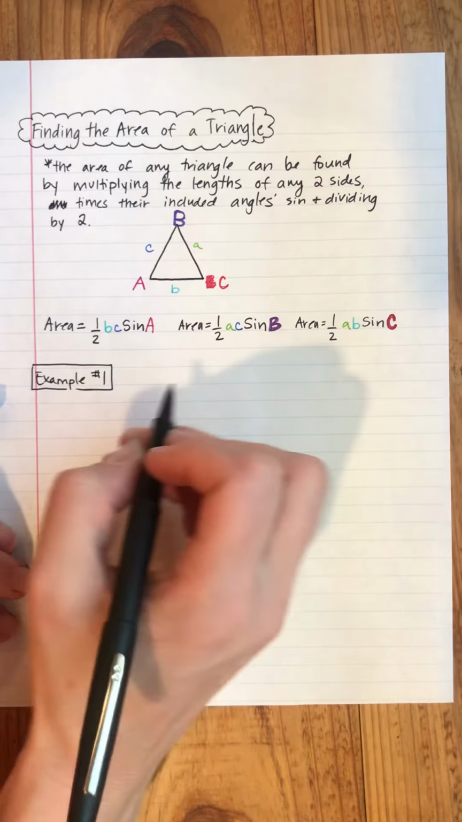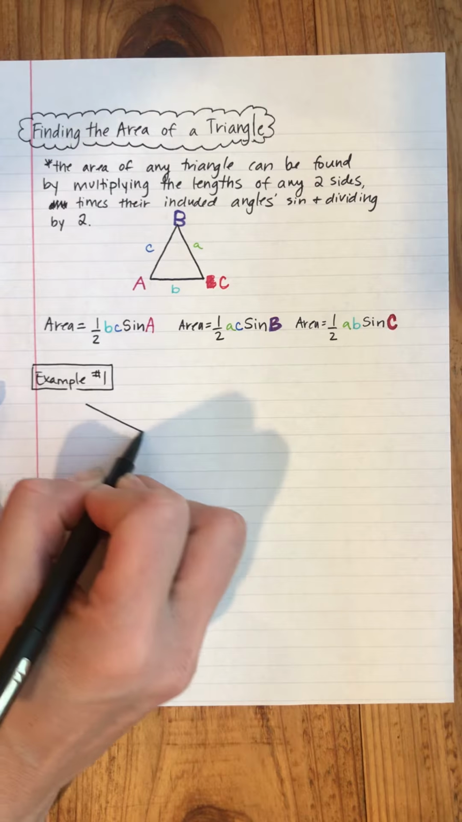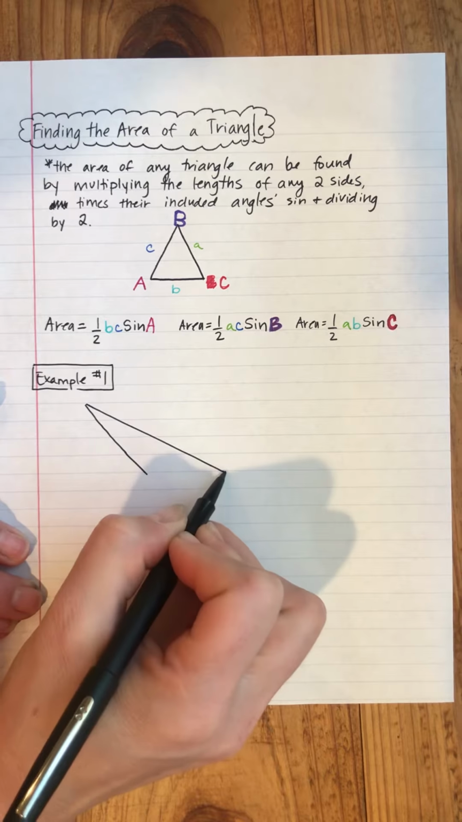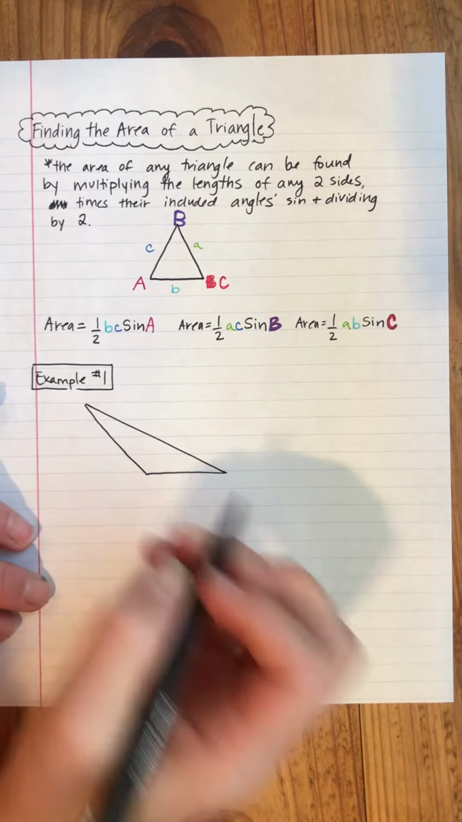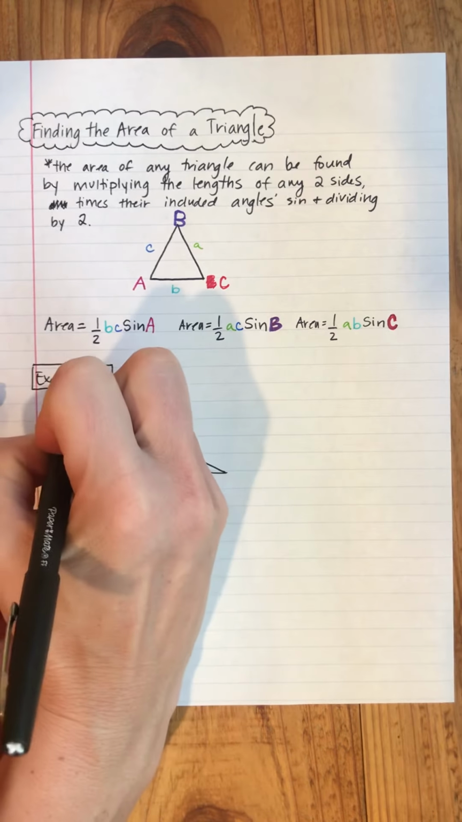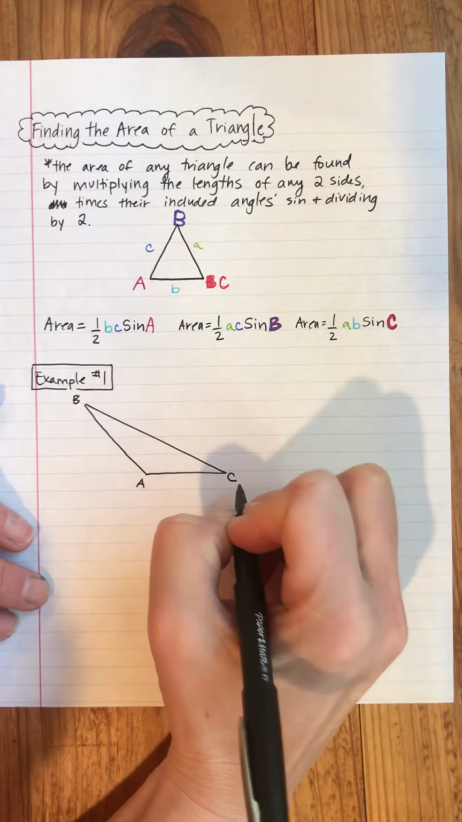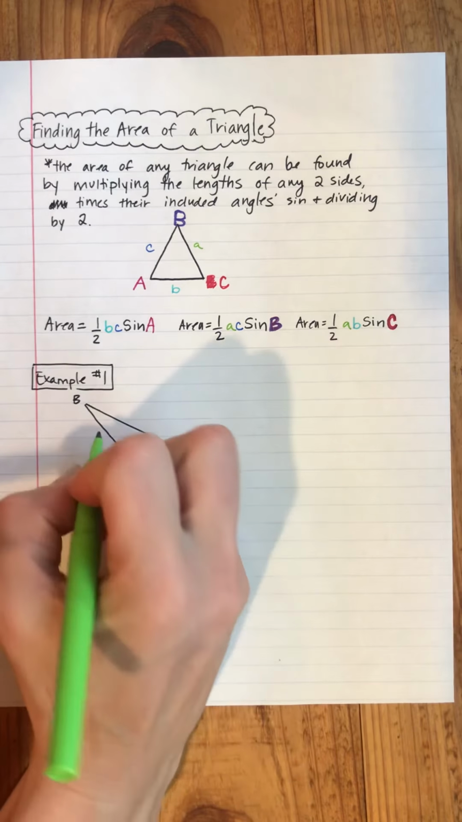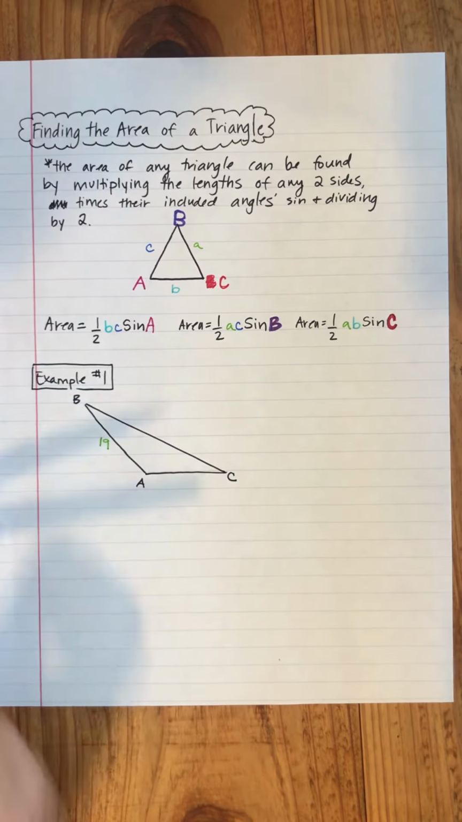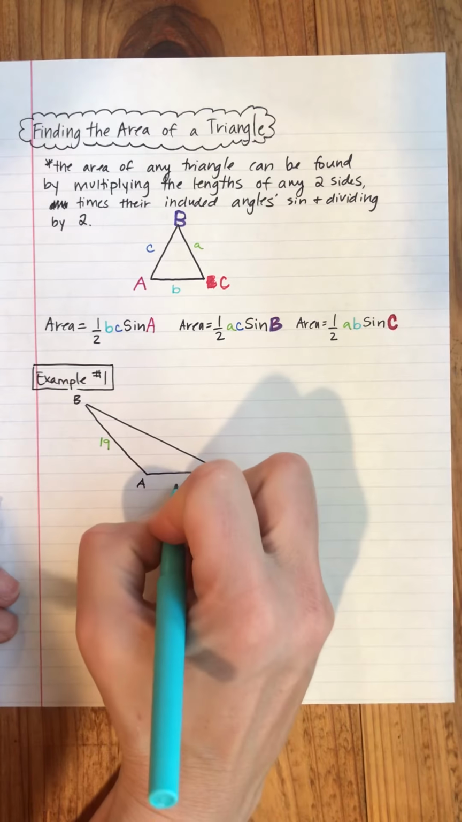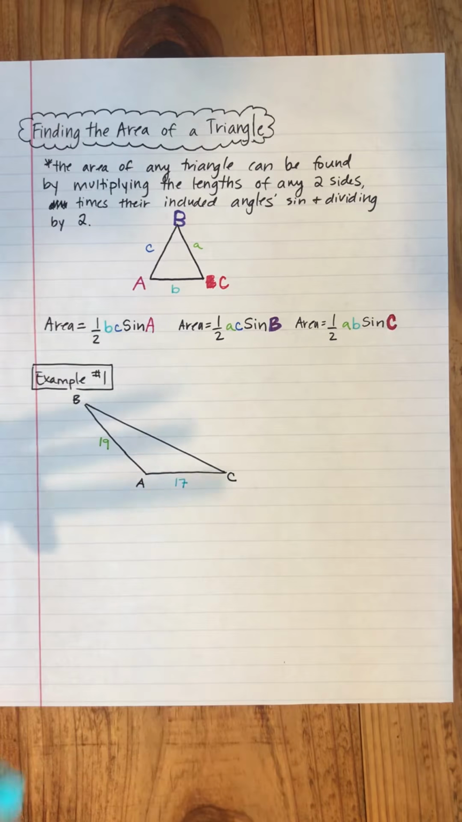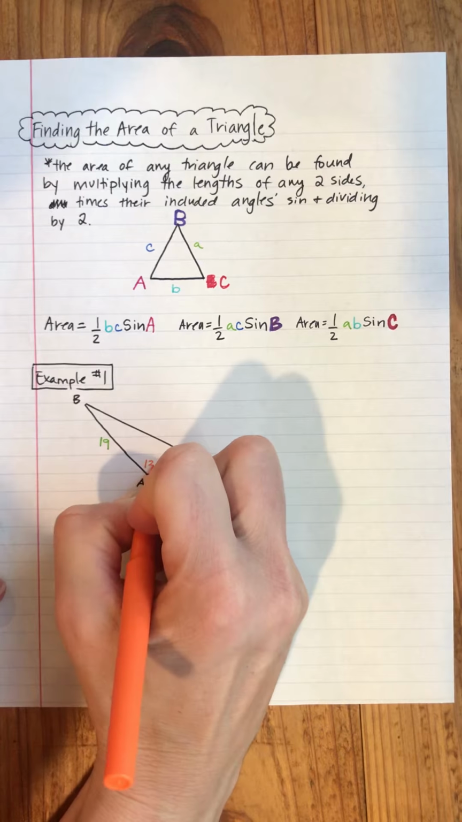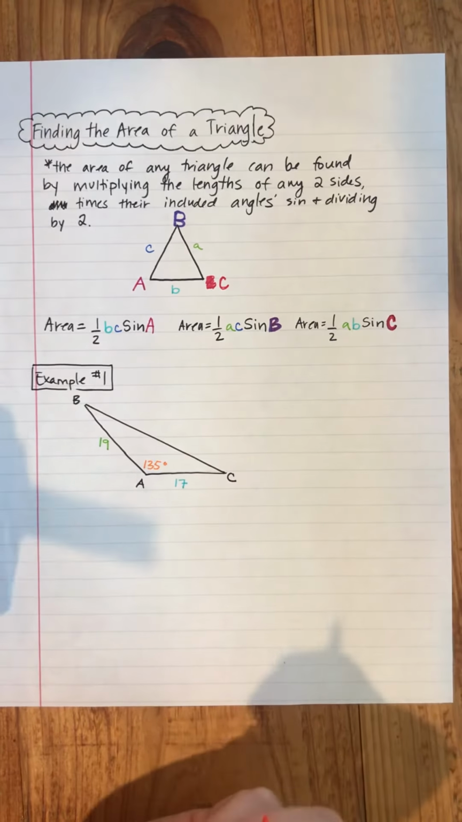example number 1 is going to be, I'm going to have triangle ABC, and I'm going to have A, B, C, and my length here is going to be 19, and my length on the bottom is going to be 17, and I'm going to be given angle A of 135 degrees.